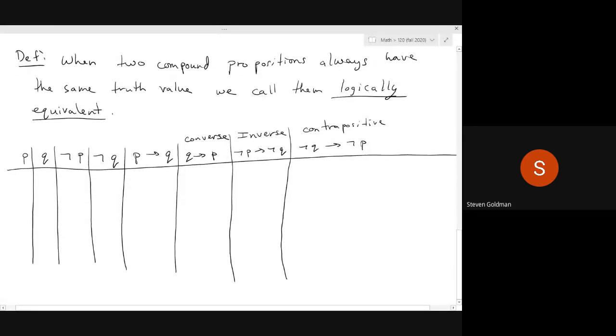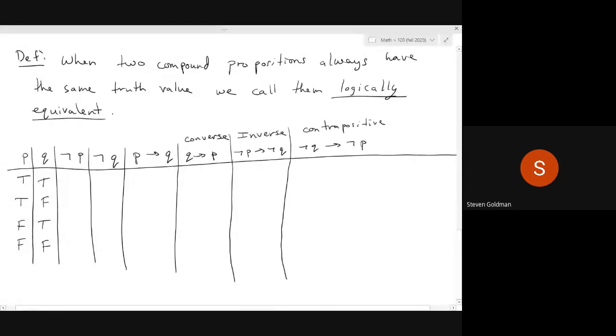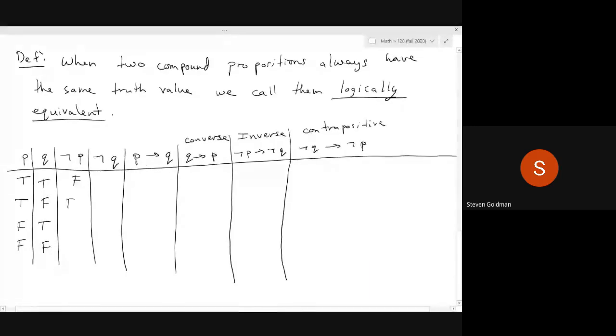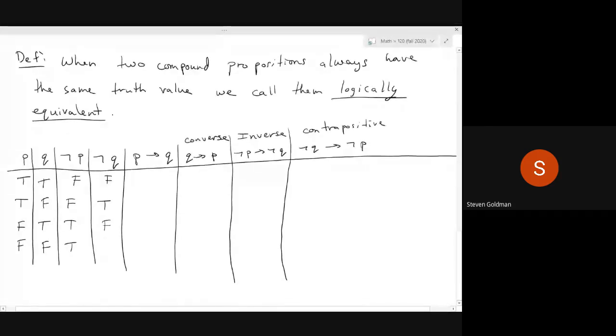All right, we have two variables here, P and Q, so there are four possibilities. For P, I write true, true, false, false, and for Q, true, false, true, false. For not P, negations always have the opposite truth value of the original proposition. So if P is true, not P is false. If P is false, not P will be true. Same thing for not Q, opposite truth value, so it's going to be false, true, false, true.